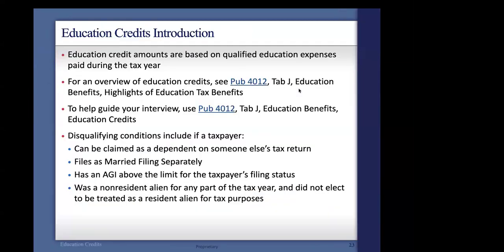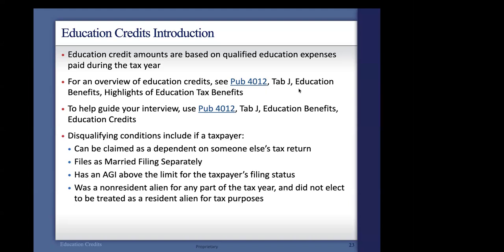Education credits are another common credit that you will see. Education credit amounts are based on qualified education expenses paid during the tax year. Education credits are amounts that will also reduce the amount of tax due. The amount is based on qualified education expenses that the taxpayer paid during the tax year.